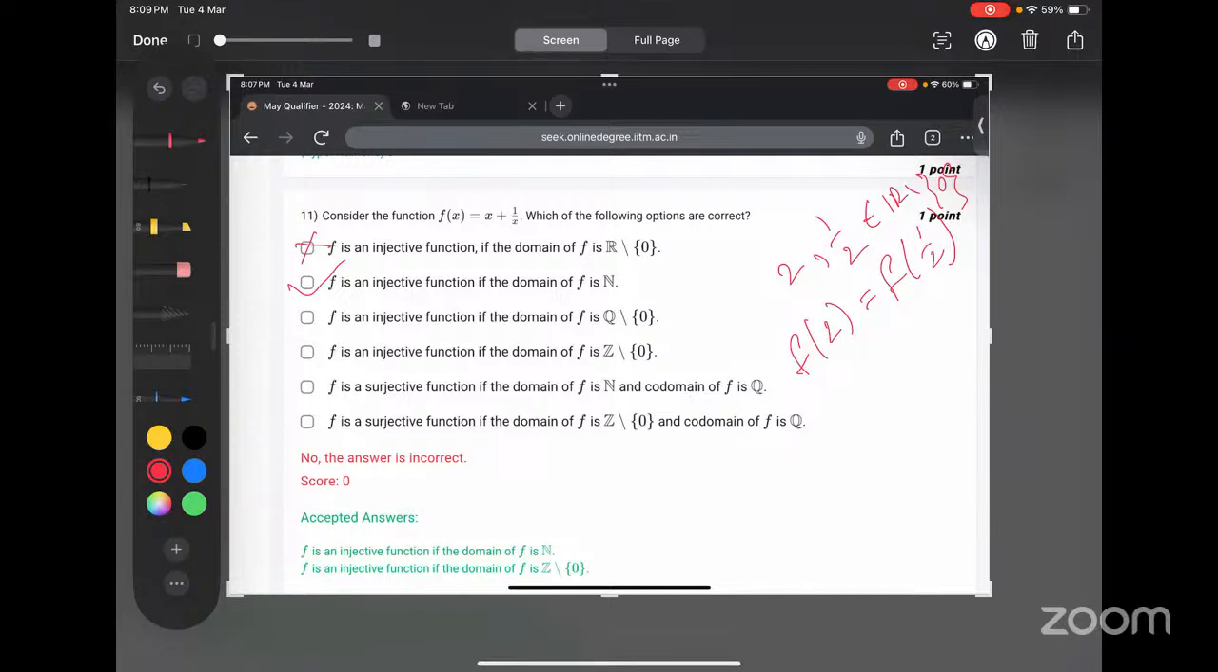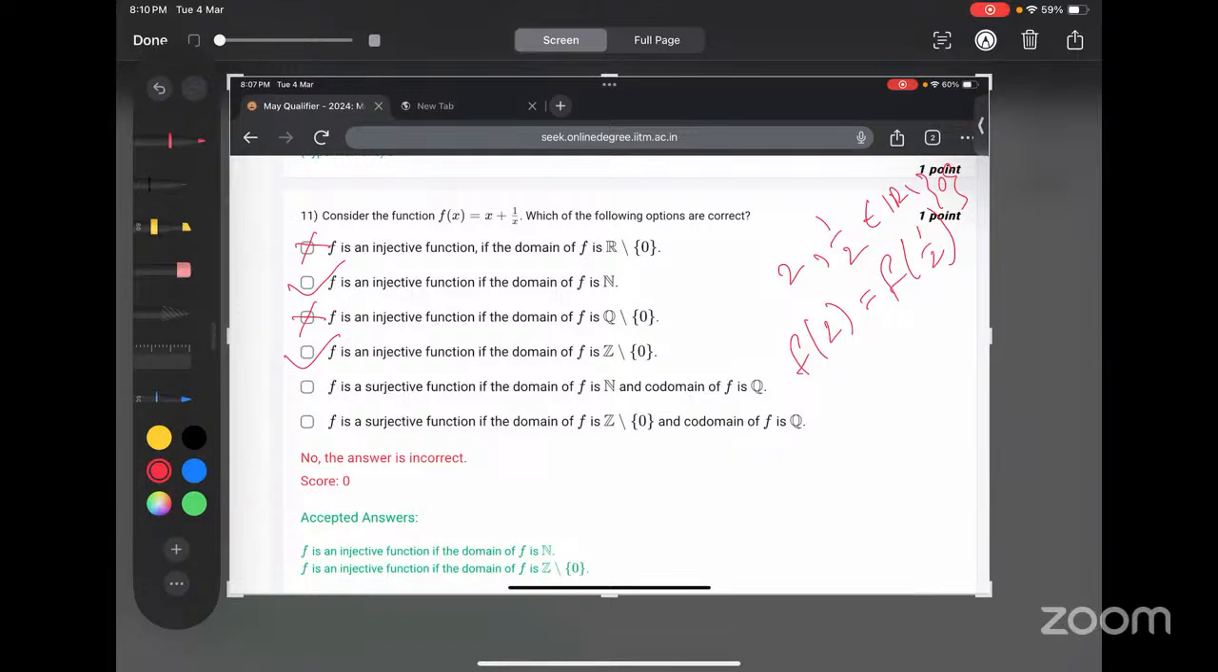Any doubt? No, madam. Okay. And if the domain is rational numbers, then again the same example will work, right? So as per option 1. Yes, correct. So the third option is incorrect. Again, for integers, we cannot pick any example like that. So for integers, this will be an injective function.